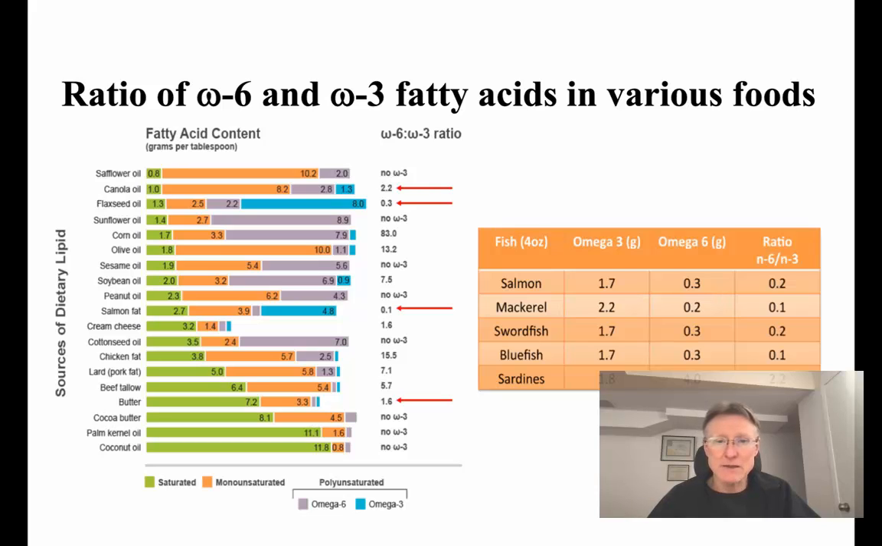So it's a common recommendation in terms of food, but you can also keep in mind that the other fish here are also pretty good in terms of maintaining the ratio.